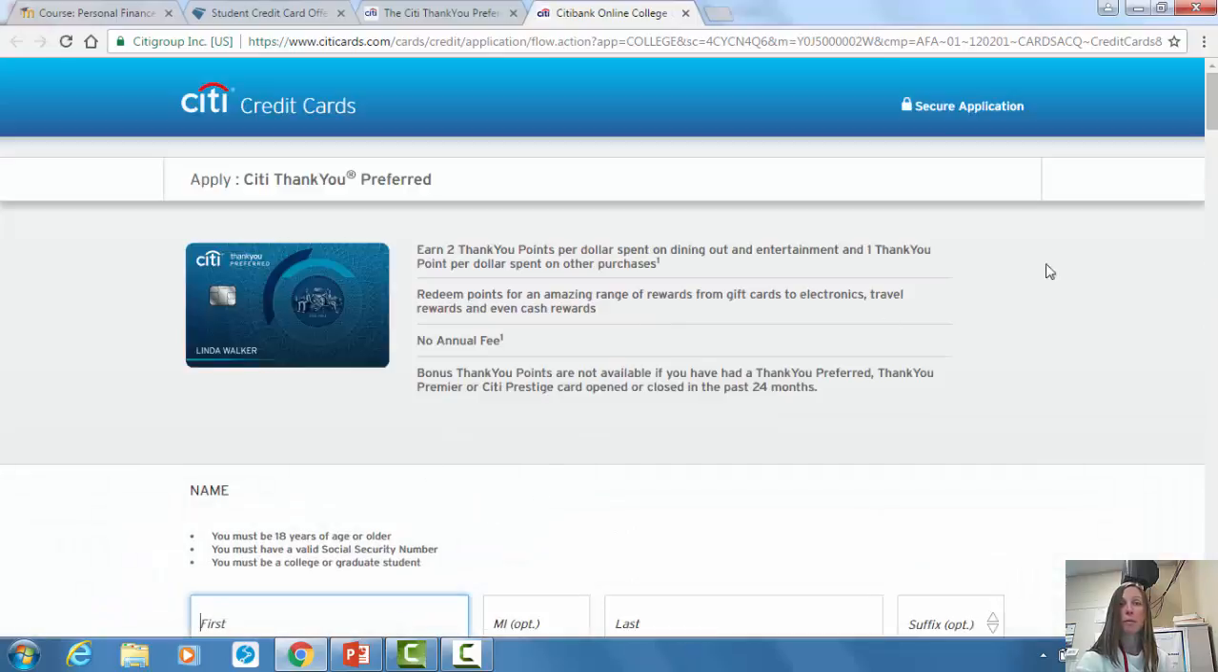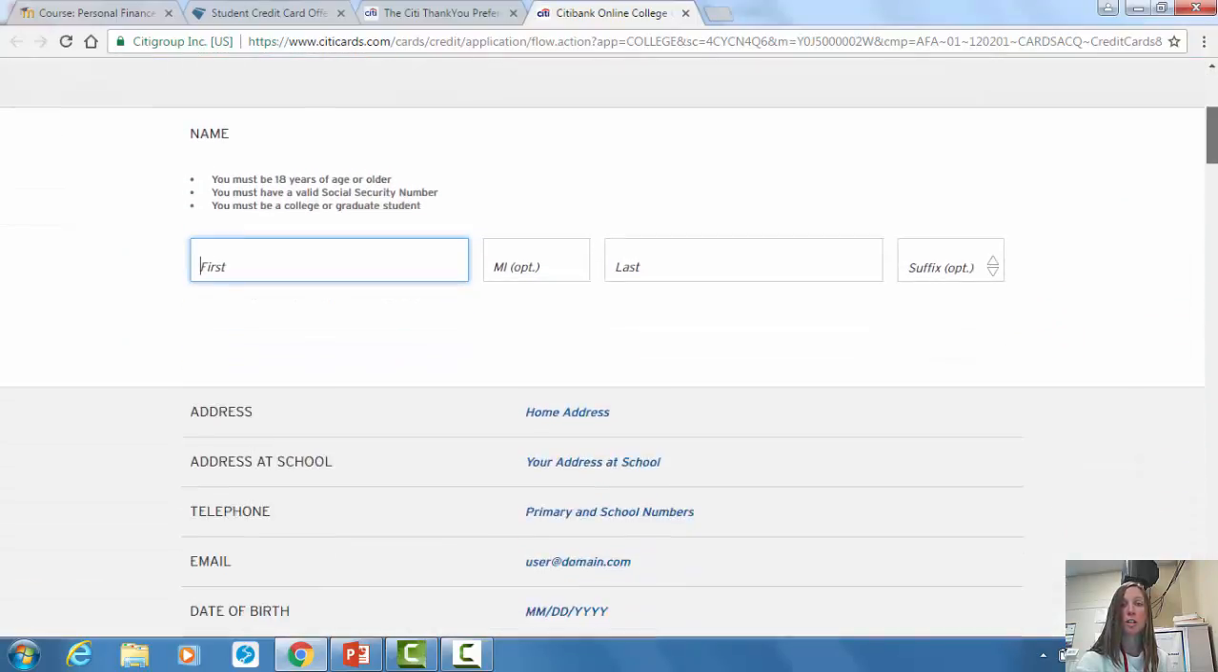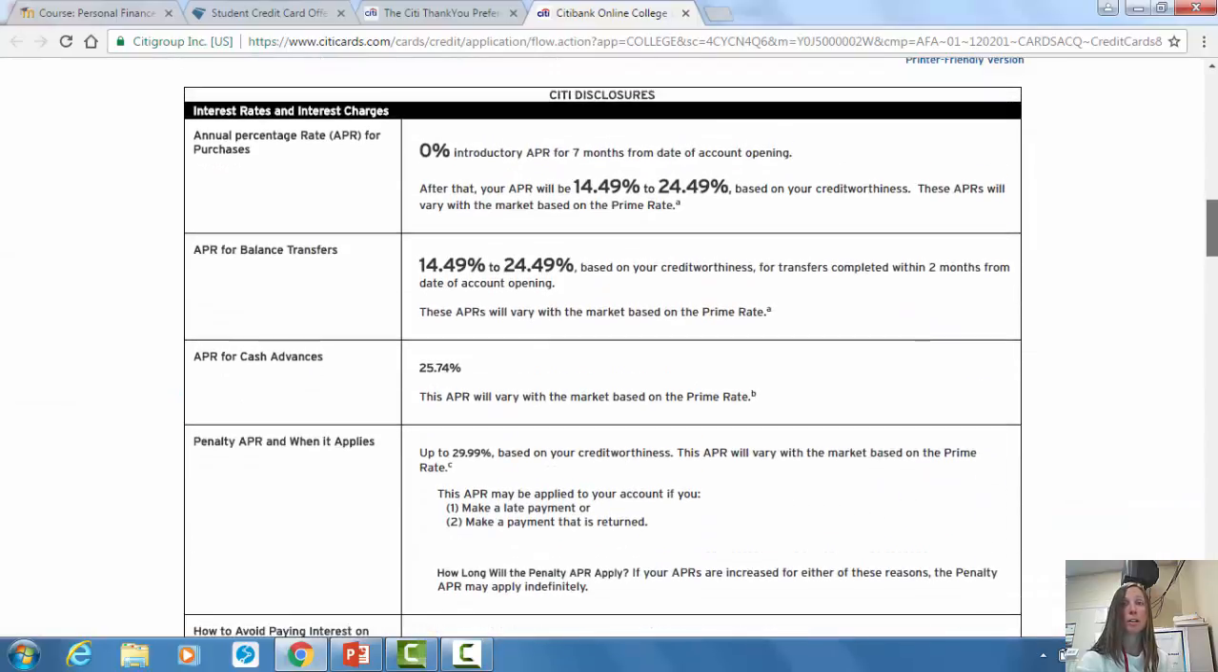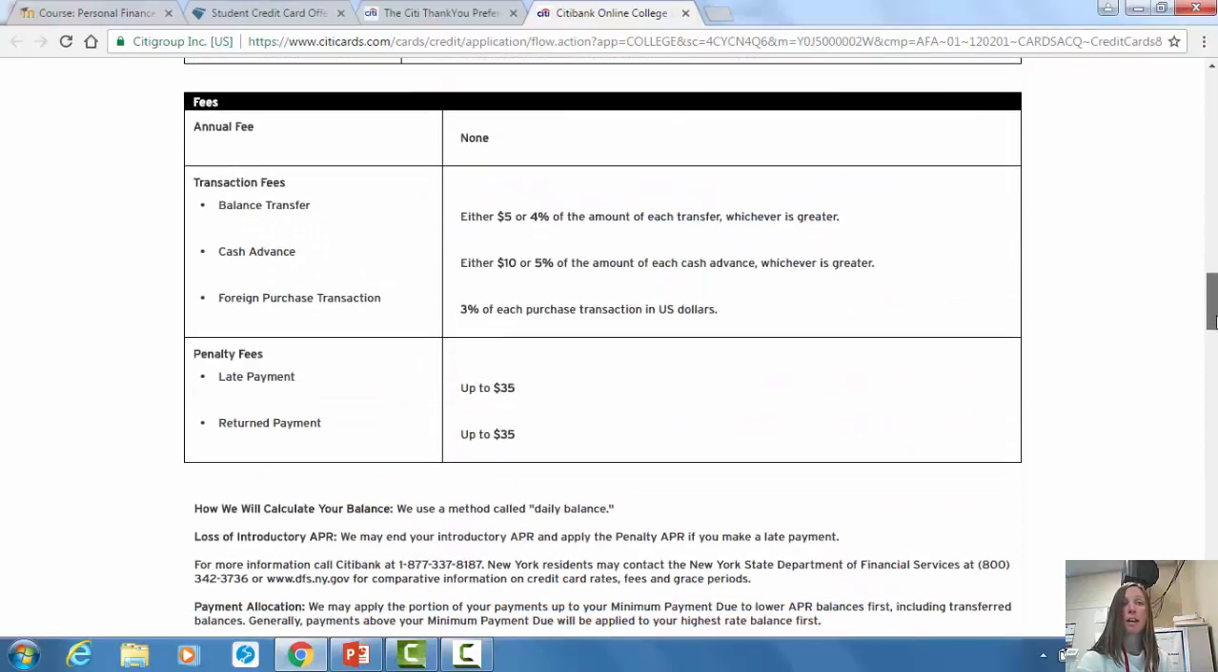Here it wants me to put my information in. Here's my secure application. And here is the Schumer box right here underneath it before I put anything in. So interest rates and charges and fees.